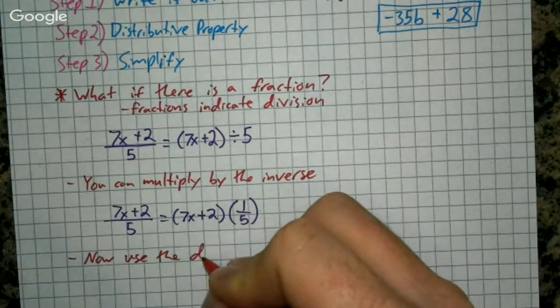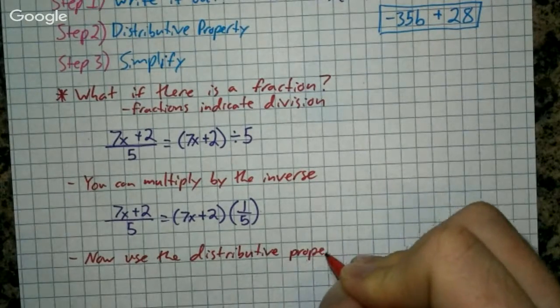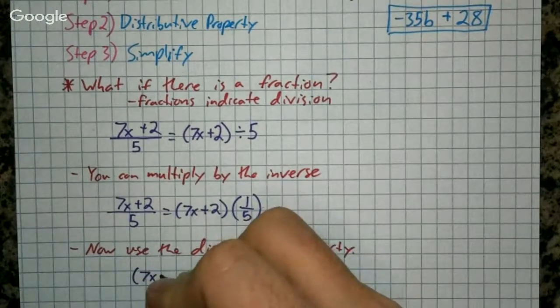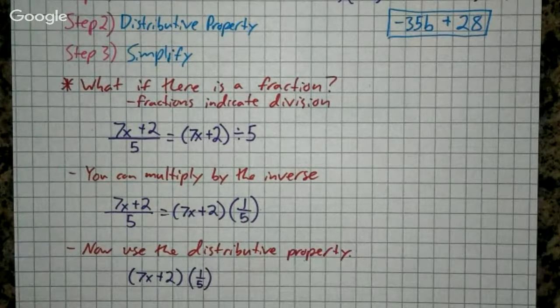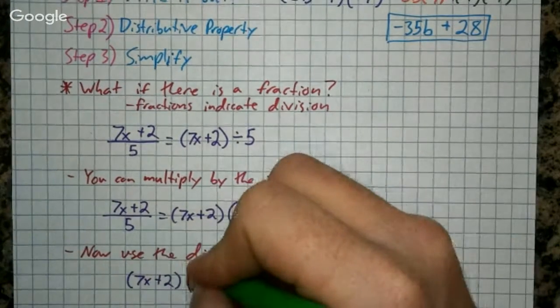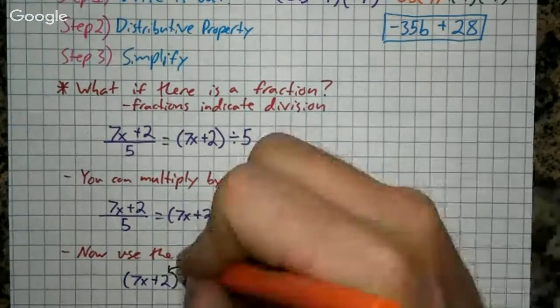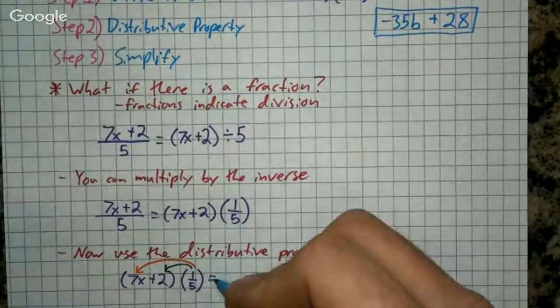Now use the distributive property. Now that we have it figured out like that, it looks like we can use the distributive property. So what we have right now is 7x plus 2 times 1 over 5. So what we need to do is the same thing we've been doing before. The 1 over 5 is going to distribute to the 2, and the 1 over 5 is going to distribute to the 7x.